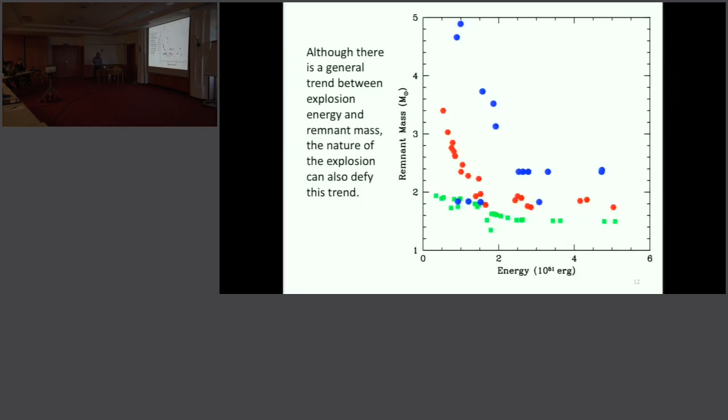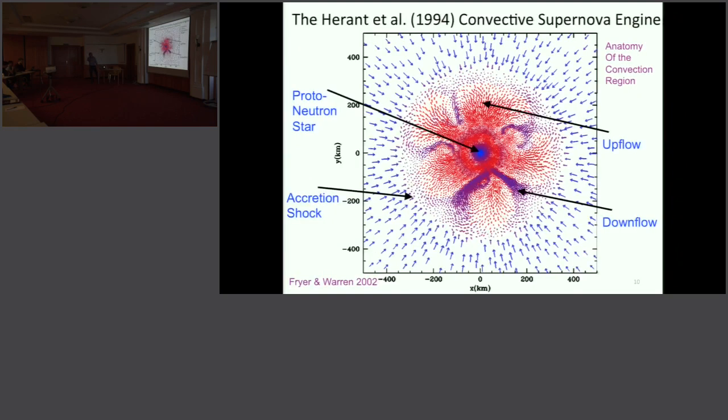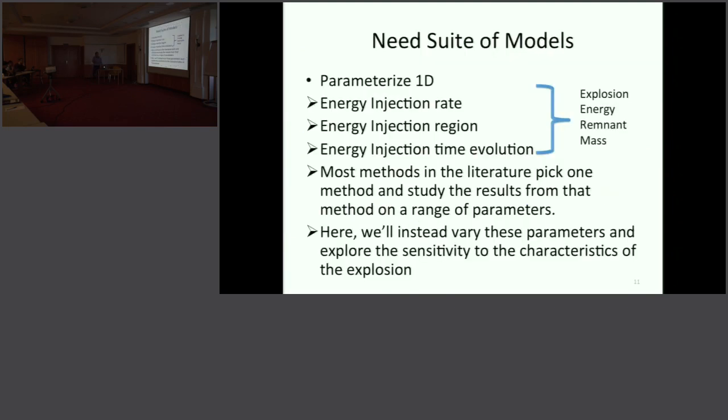When you do that, what you're really doing is saying, I'm going to deposit the energy in a very narrow region right near that protoneutron star. Because the density goes down fairly dramatically. The neutrinos deposit most of their energy just right here. So you're actually neglecting that convection that would distribute the energy when you do that particular engine. But it is a choice, and it will give you a result. And that's what a lot of the methods do.